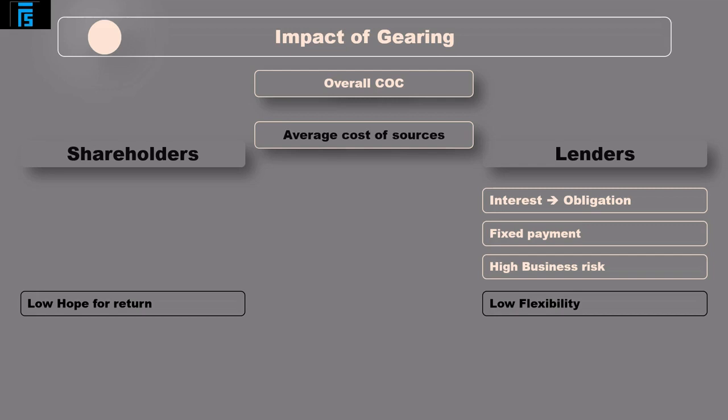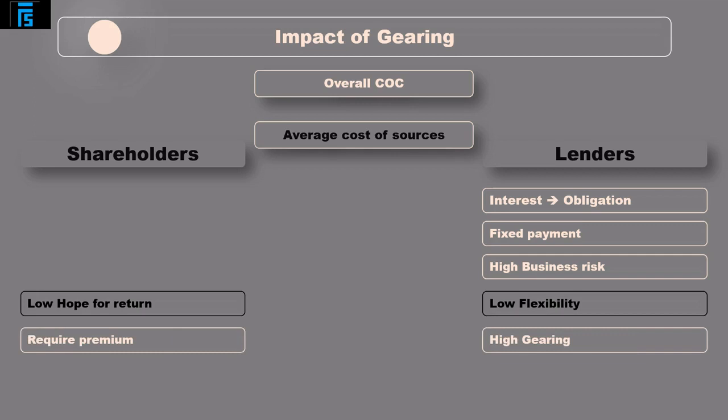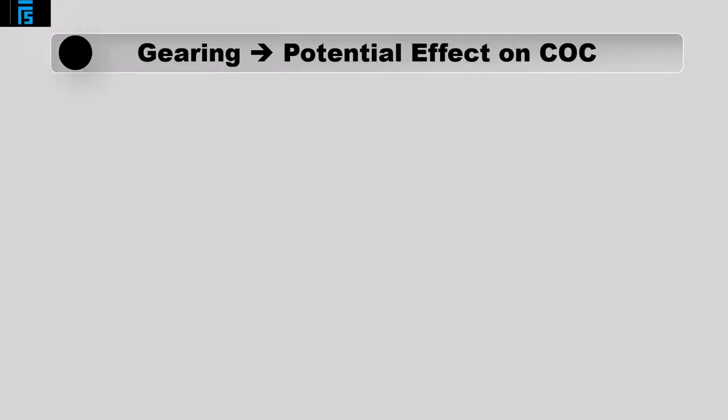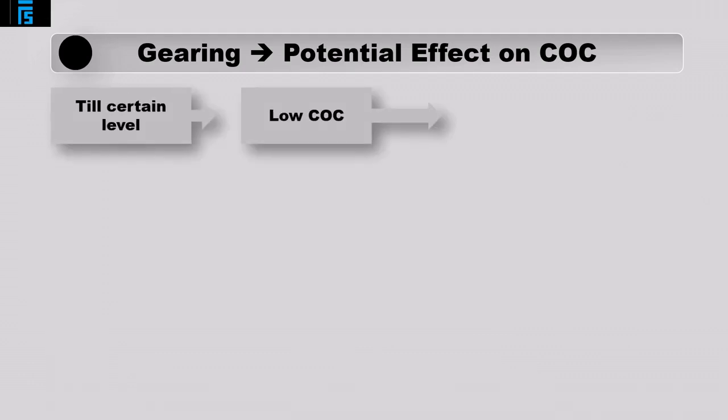As a result, when gearing is particularly high, shareholders require a premium, an additional return to cover the increased risk which they bear. As you can see, gearing has the potential to affect a company's average cost of capital in a twofold way. Until it reaches a certain level, debt can help lower the cost of capital due to its lower cost and associated tax shield effect.